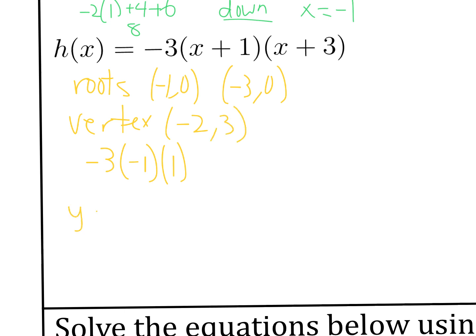The y-intercept is when x is 0, so that's going to be negative 3 times 1 times 3, because 0 plus 1 is 1, 0 plus 3 is 3. 3 times 3 is 9. So the y-intercept is negative 9, sorry. And then the axis of symmetry is x equals negative 2. And we are concave down again.